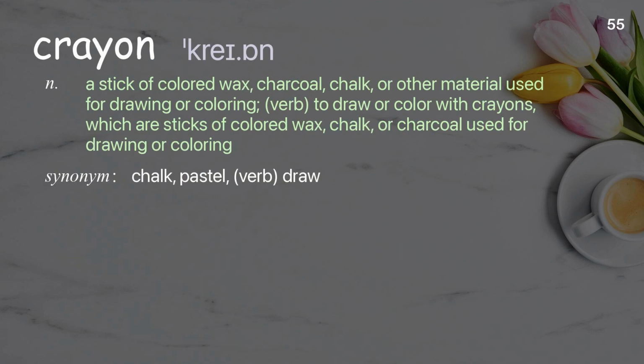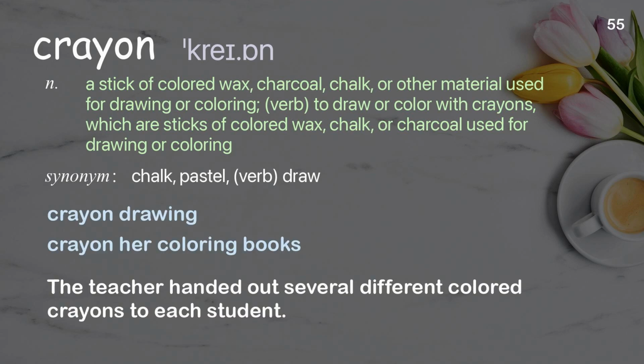Crayon. A stick of colored wax, charcoal, chalk, or other material used for drawing or coloring, verb, to draw or color with crayons, which are sticks of colored wax, chalk, or charcoal used for drawing or coloring. Examples. Crayon drawing. Crayon her coloring books. The teacher handed out several different colored crayons to each student.